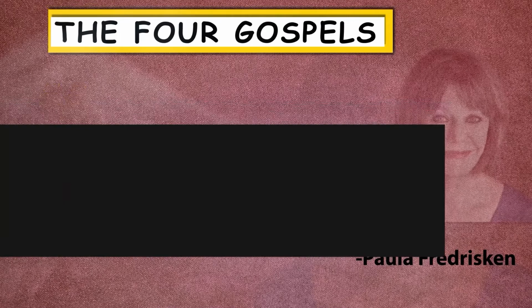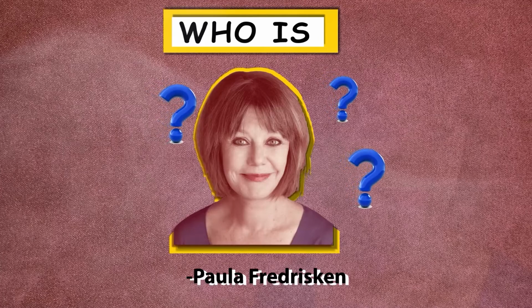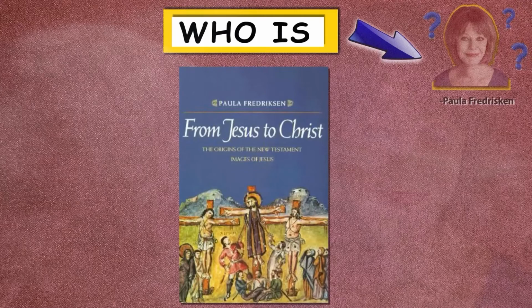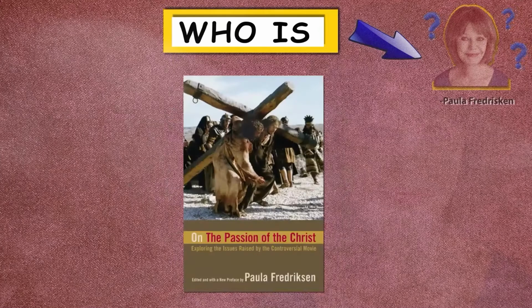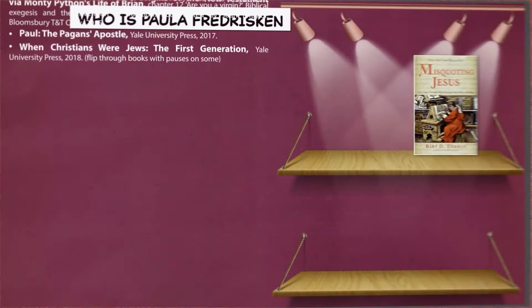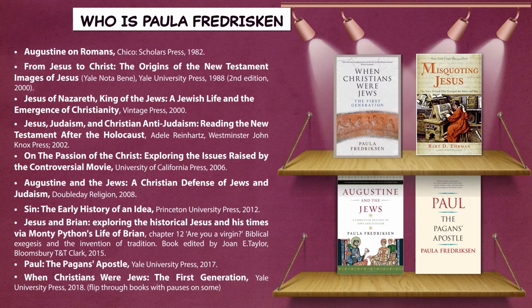Who is Paula Fredriksen? A historian and author of Augustine on Romans. From Jesus to Christ, the origins of the New Testament images of Jesus. Jesus of Nazareth, King of the Jews. On the Passion of the Christ, Augustine and the Jews. Paul, the Pagan's Apostle, when Christians were Jews. Augustine and the Jews. Paul, the Pagan's Apostle, when the Christians were Jews.